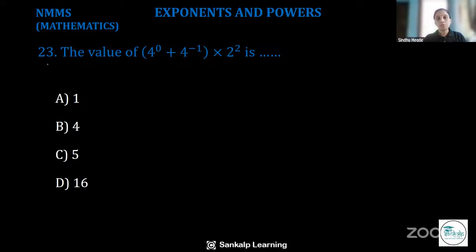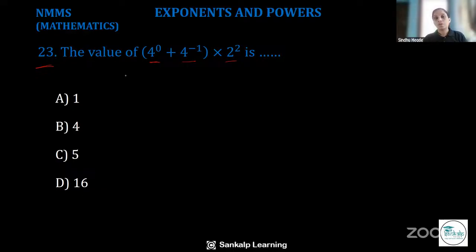Let us see question number 23 of the chapter Powers and Exponents. The value of 4 raised to 0 plus 4 raised to minus 1 into 2 square is dash. Option A 1, option B 4, option C 5, option D 16.